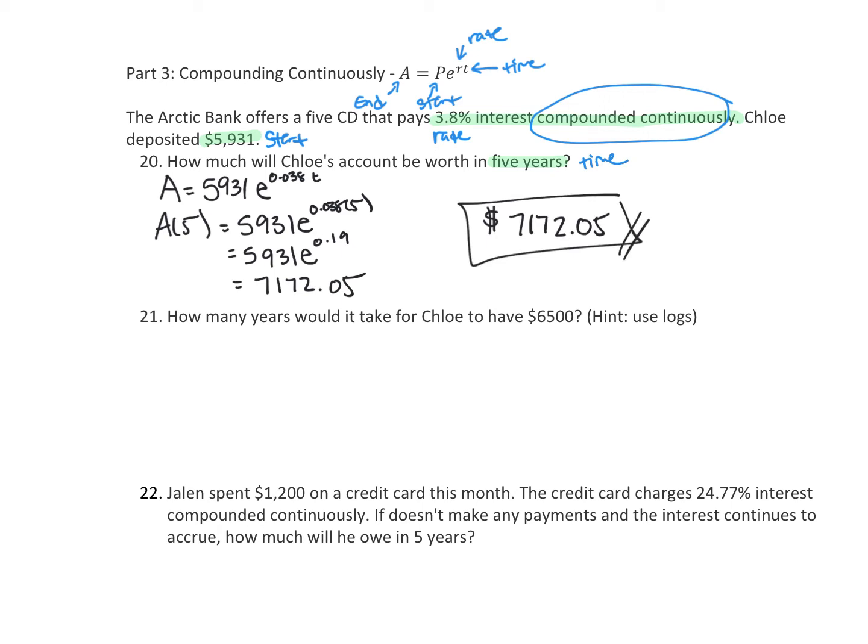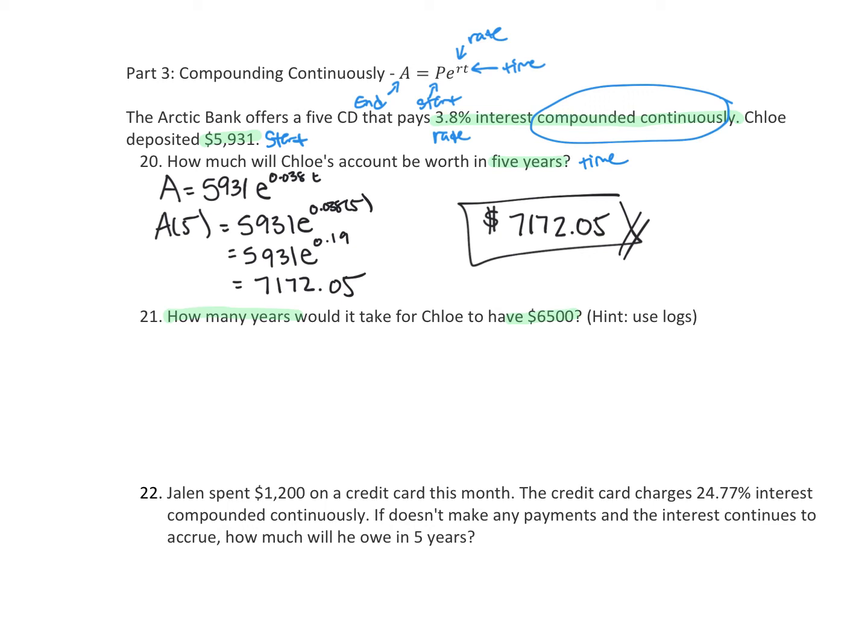Normally we'll write sentences for this, but for right now I'm just going to make sure I have the proper units. That's all we have to do going forwards. But what about if we're solving for time, meaning that we have to use logarithms? Let's take a look at problem number 21. It's still the same type of situation. We still have the same rate, we know it's compounded continuously, and the same start value. But now it asks how many years, so we're looking for the time, would it take for Chloe to have $6,500? There's a hint there to use logs, because we're always going to do that whenever we're solving for time. But now we know our end amount.